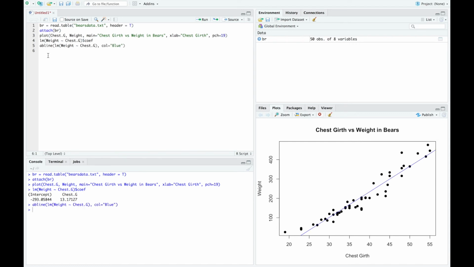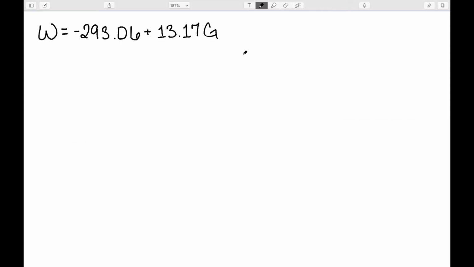I'm then going to use the command abline of lm of weight tilde chest.g, and I'm going to change the color to blue, and now I can see my regression line here on my graph. So now I not only have the equation, but I do have the actual line on the graph. Here's the equation of the line I just found in RStudio. I used W for weight and G for girth. So we know that the equation was negative 293.06 plus 13.17G. So we can use this to make predictions.